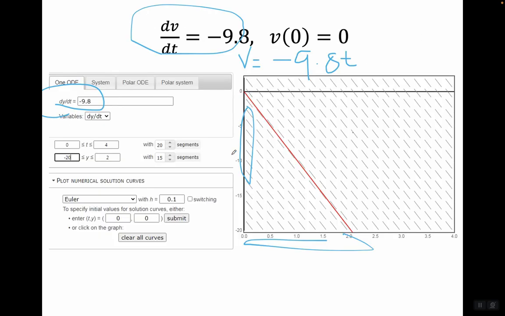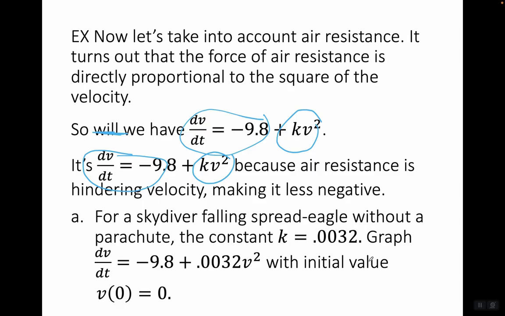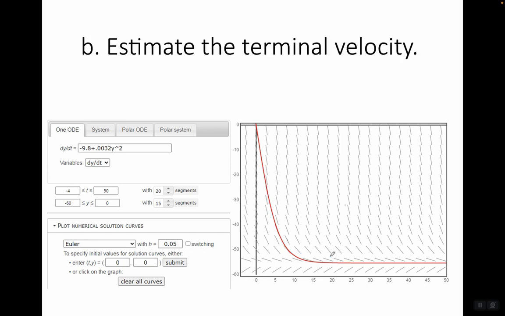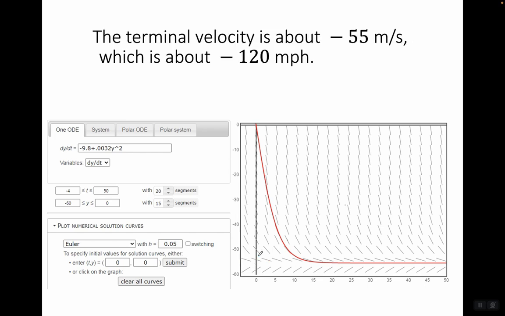Notice, this is totally different from the other graph. From the other graph, without air resistance, this skydiver goes faster, faster, faster, faster, faster. Here, the skydiver doesn't keep going faster and faster. Initially faster, faster, but eventually the velocity levels off. And that's what we call terminal velocity. So estimate the terminal velocity. Well, I'd say it's about negative 55 meters per second, or about negative 120 miles per hour. To be honest, we usually express it positively, so 55 meters per second, 120 miles per hour.